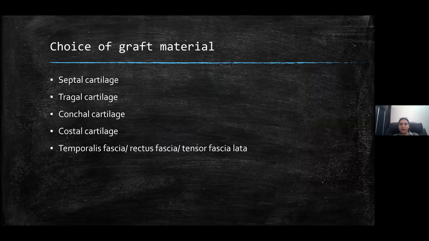In most of the minor augmentation cases, the septal cartilage is enough. Maybe tragal cartilage if some minor concealing grafts are required. The conchal cartilage can also be used for augmentation, costal cartilage in cases of grade 3, 4, and 5, and temporalis fascia, rectus fascia, or tensor fascia lata for obtaining the fascia for DCF grafts can be used.